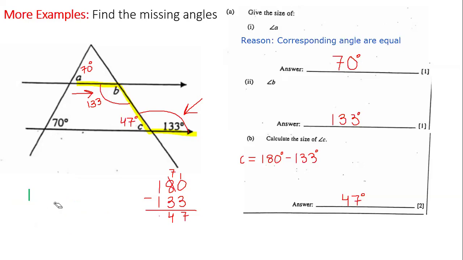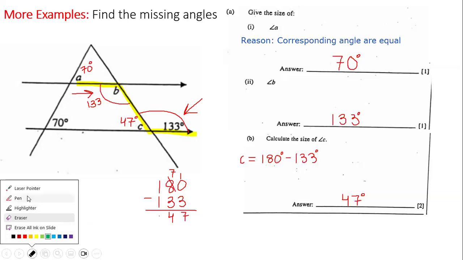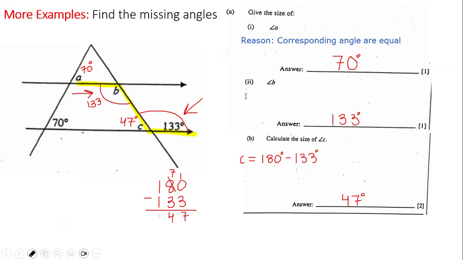So why is B 133? What's the reason? Because they're alternate angles. Alternate angles are equal. The simplest reason, and what I think they want us to know, is that alternate angles are equal.